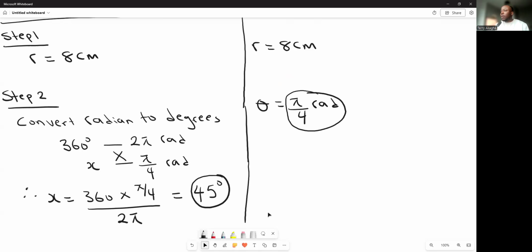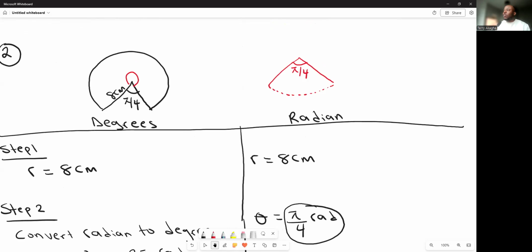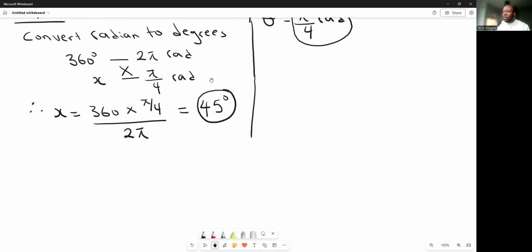Now, but if you look at the question, we are not looking for the minor sector, we're looking for the major sector. So we're looking for this part here. Does that make sense? That's the part we're looking for. We're looking for the angle, this part. So what we have to do, we know that the sum of angle in a circle is what? 360 degrees or 2 pi. Does that make sense? So we have it here, the sum of angle in a circle. So let's take this out. Bring this bit down.